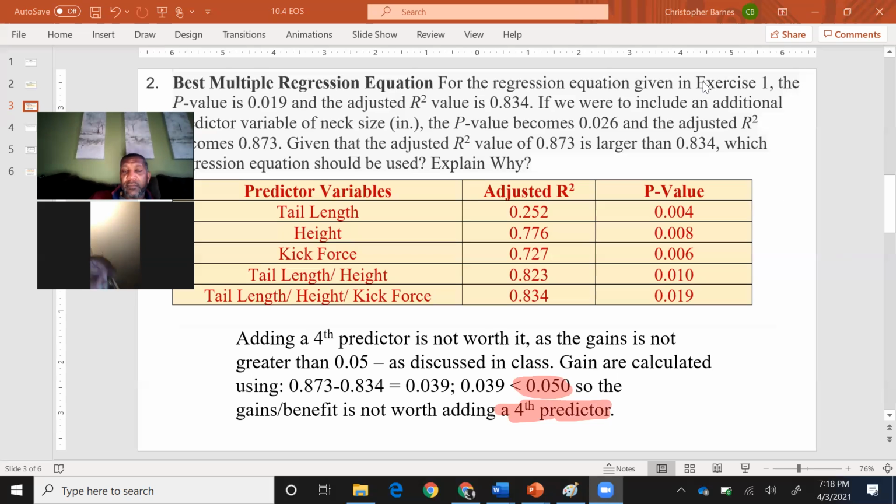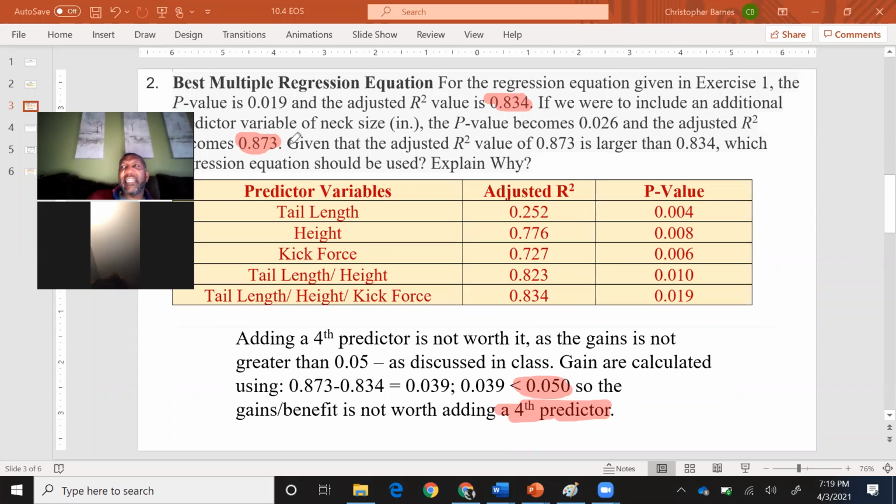Because I'm looking at the bottom where it says gains are calculated using the 0.873 minus 0.834. And the 0.834 came from, okay, right here. I'll show you. When you read this problem, the regression equation for exercise 1, the p-value is this, and the adjusted R squared is the 0.834. So even if the numbers are different, it's still the same concept, right? Exactly. That's exactly what I'm trying to tell you.